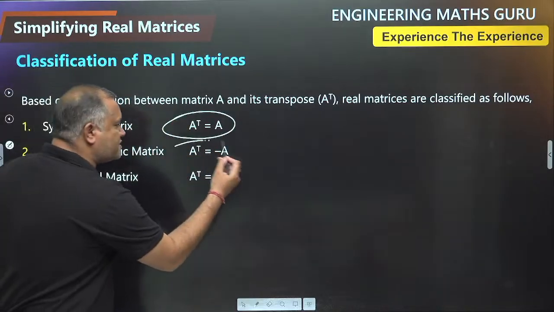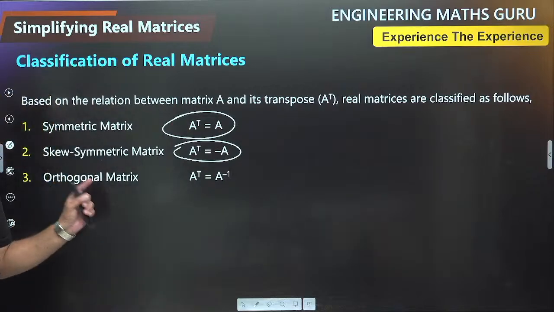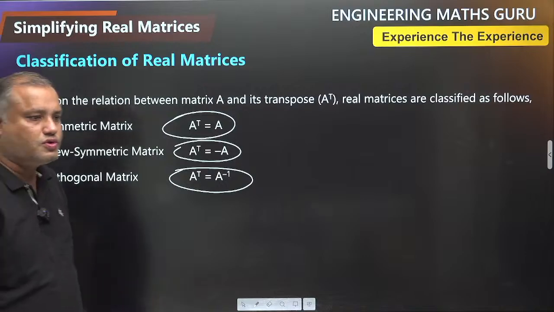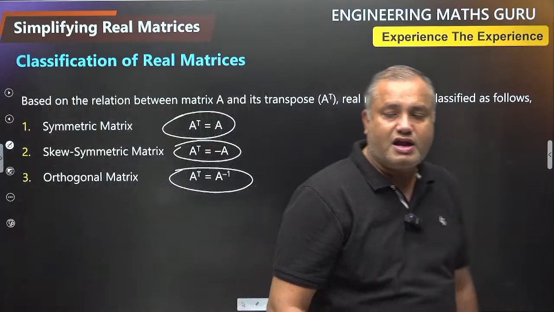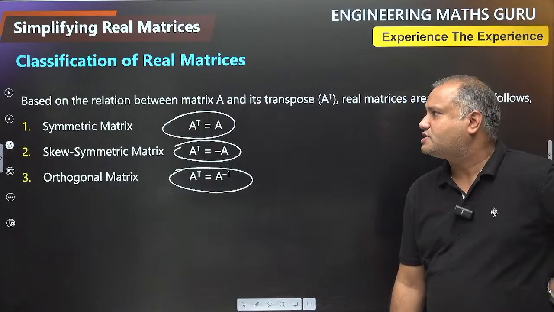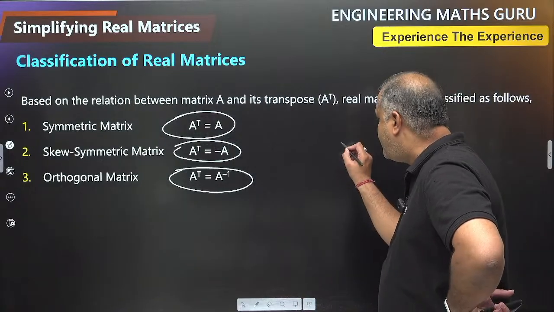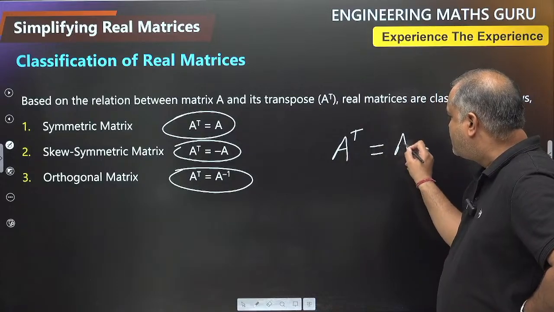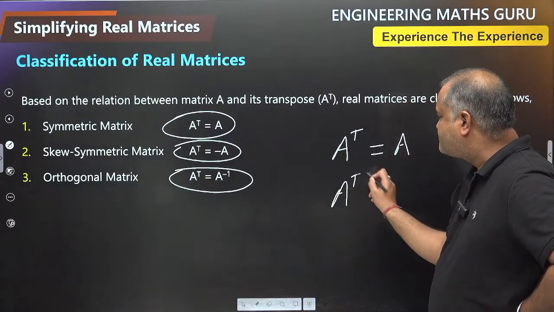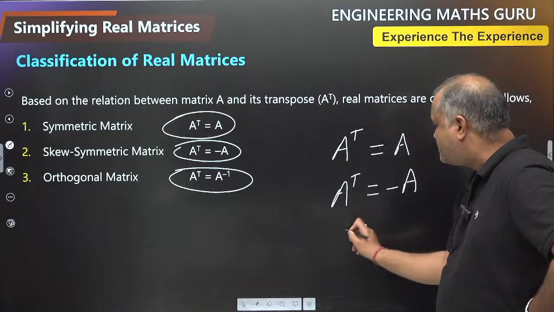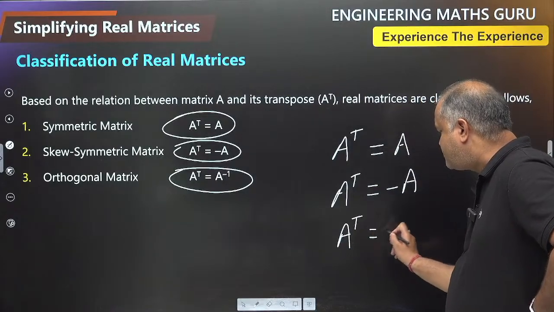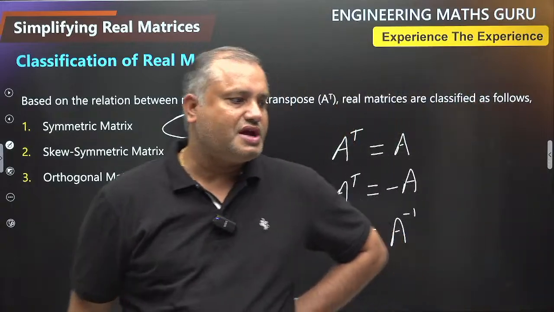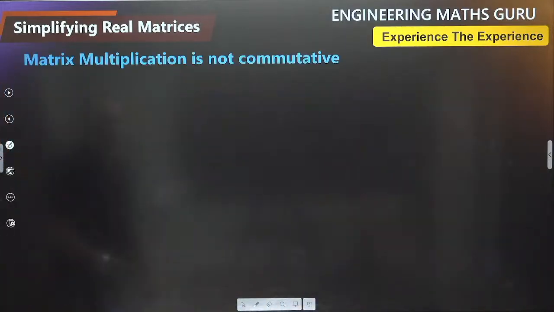If A transpose equals minus A, it means it is a skew symmetric matrix, and if A transpose equals A inverse, then it is an orthogonal matrix. So students, when we talk about the classification of real matrices, we just relate A transpose with A. If A transpose equals A, then it is a symmetric matrix. If A transpose equals minus A, then it is a skew symmetric matrix, and if A transpose equals A inverse, then it is an orthogonal matrix. So this is how real matrices are classified.